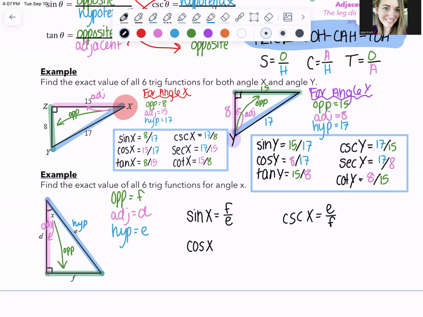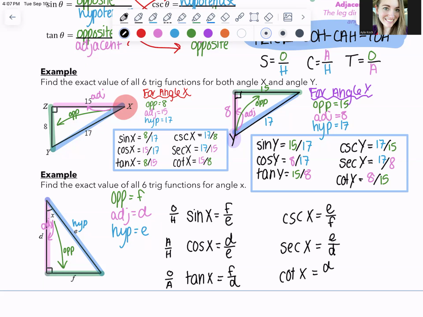Cosine of angle X, that's adjacent over hypotenuse. The last one will be opposite over adjacent for TOA. So cosine, adjacent side is D, hypotenuse is E. So cosine of angle X is D over E. Soulmate is secant. Secant of angle X is the reciprocal of cosine, so E over D. Finally, tangent of angle X is equal to the opposite side F divided by the adjacent side, which is D. And cotangent, the soulmate, the reciprocal, is D divided by F.